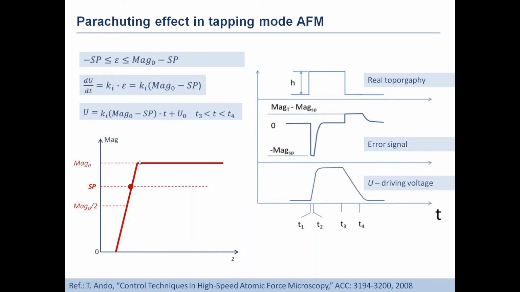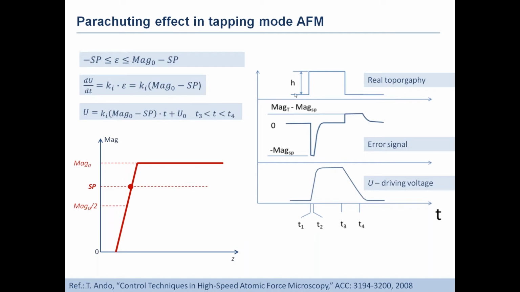And during the scanning process, in tapping mode, we set up the set point that is usually somewhere between the half of the Mag 0 signal, half of the free amplitude of cantilever oscillations. And then the feedback system keeps the Mag signal constant equal to set point by moving sample up and down. Feedback system works with the error signal. The error signal is equal to the difference between the Mag signal, the current Mag signal, and the set point.